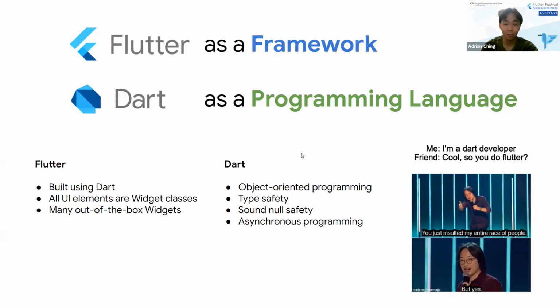And some fun facts about Dart as well. Dart is a strong object-oriented programming language. It also has modern features such as type safety, sound null safety, and asynchronous programming, but there are many other features which I will not mention right now.